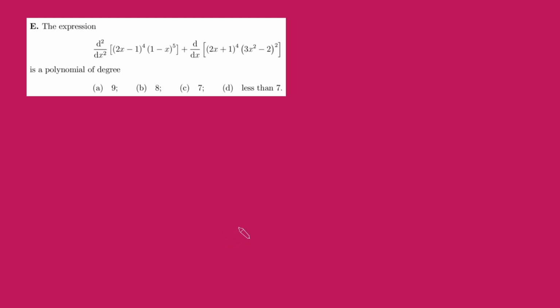I've got another problem from the Oxford University Maths Admissions Test. This is from the 2013 paper. We want to know what is the degree of this polynomial here. And so it's the second derivative of this guy plus the first derivative of this guy. And we were given four options here, 9, 8, 7, or less than 7.